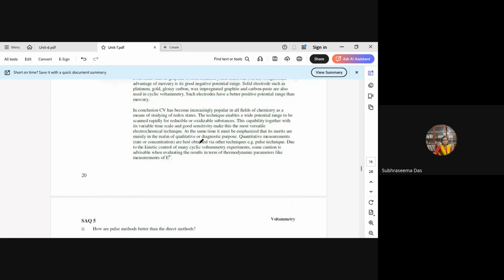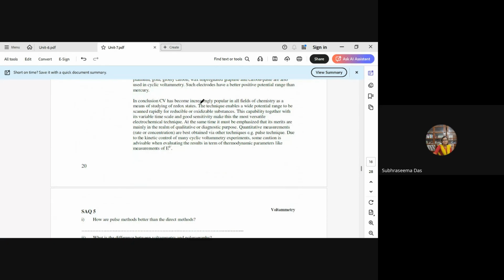So in conclusion, we can say that CV has become increasingly popular in all fields of chemistry as a means of studying redox states. This technique enables a wide potential range to be scanned rapidly for reducible or oxidizable substances. This capability, together with its variable timescale and good sensitivity, makes this the most versatile electrochemical technique.